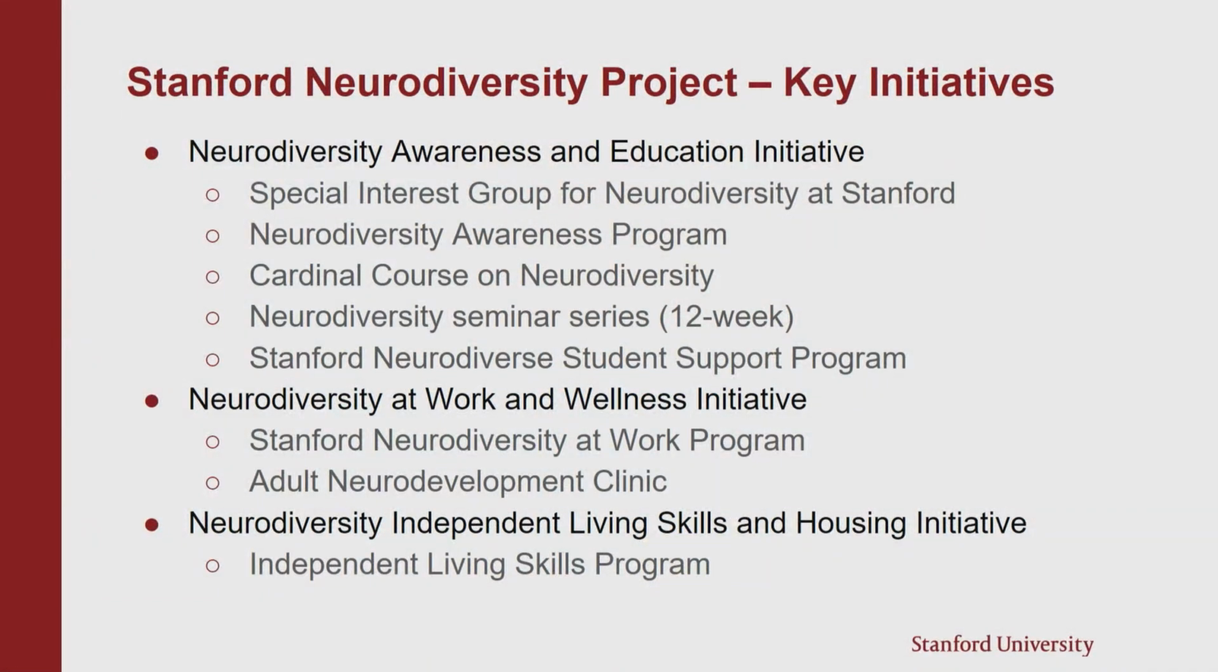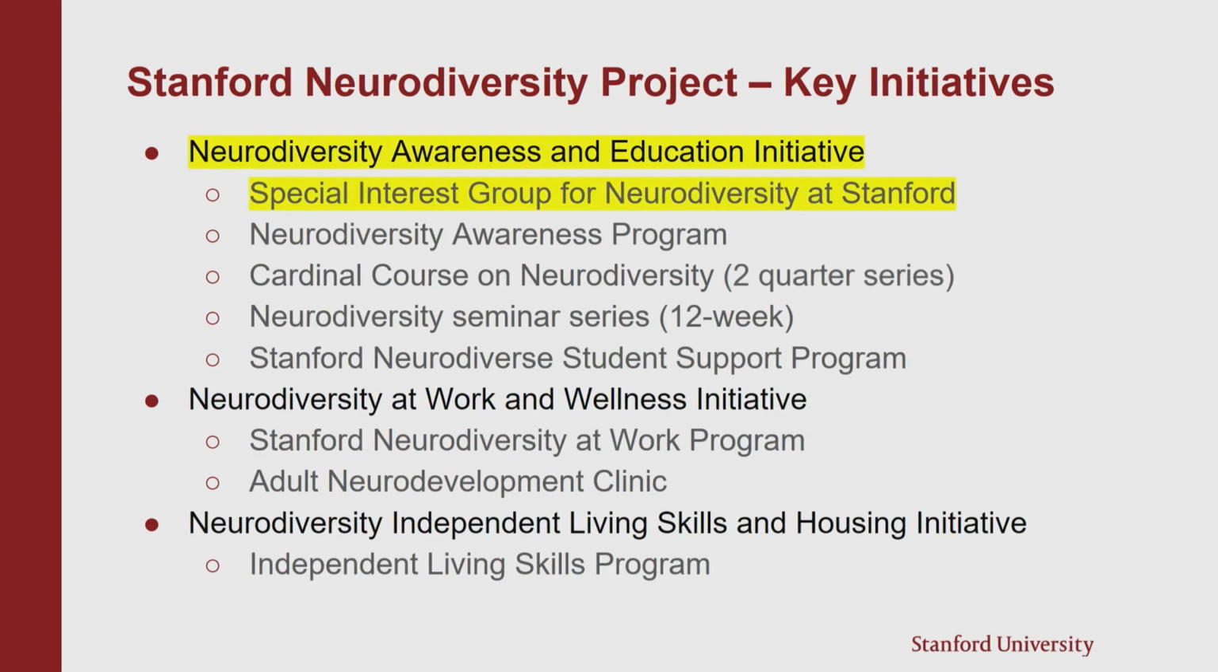So Neurodiversity Project has 3 main initiatives. The first is awareness and education. The second is work and wellness. And the third is independent living skills and housing.